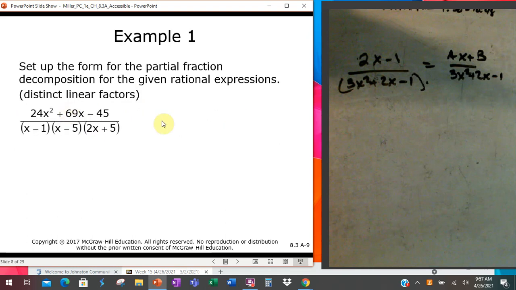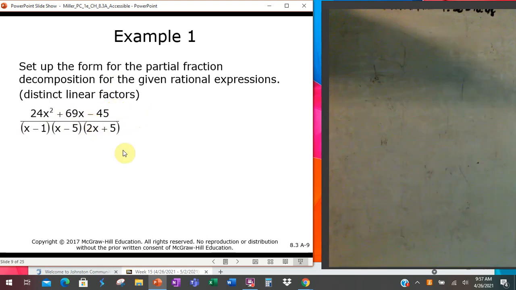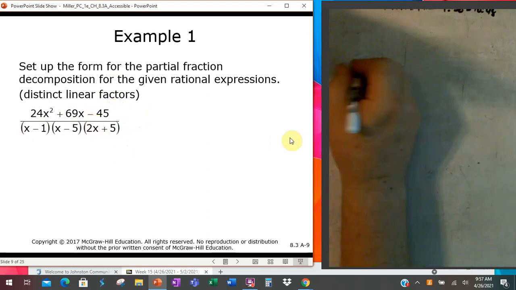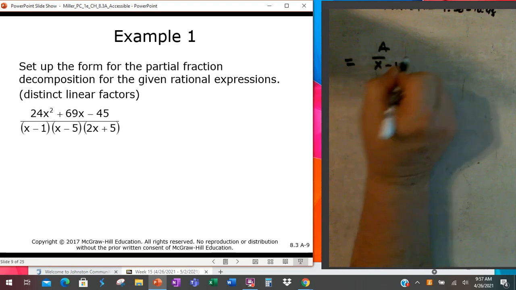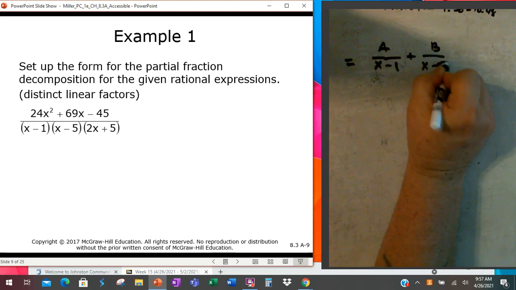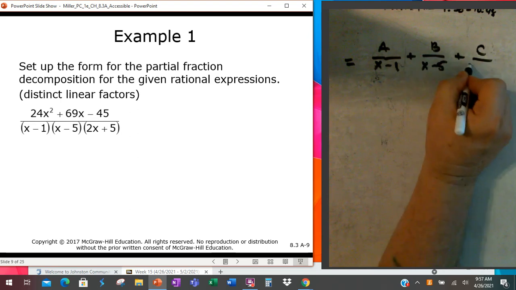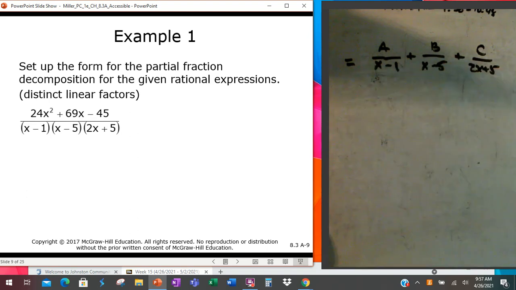So here was the one that we worked out a while ago. What about this? X times x was x squared times 2x. That would be an x cubed. The degree of this would be degree 3. And if we set this thing up, it would look like a over x minus 1 plus b over x minus 5 plus c over 2x plus 5, clear fractions, and then start building our system of equations.